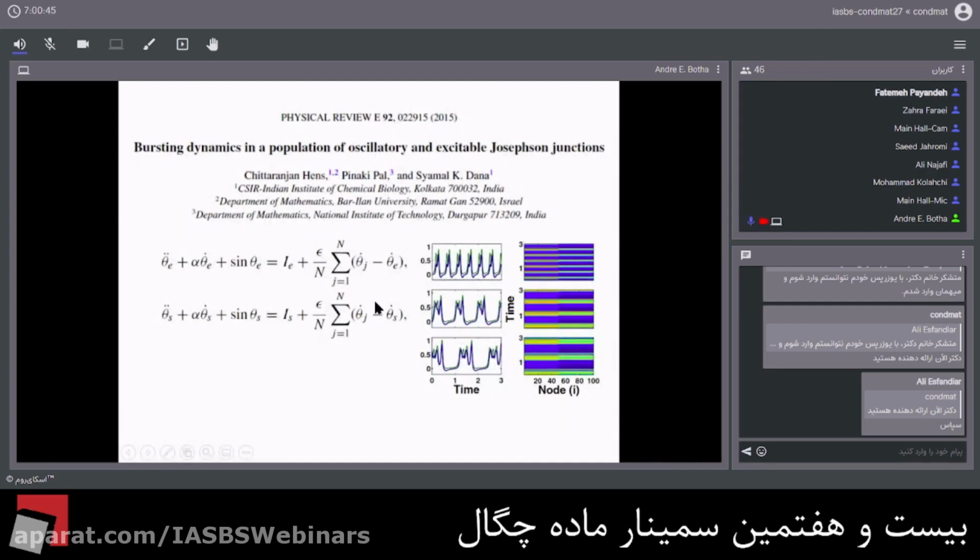So the junctions basically separate out into two groups, and each group displays separate bursting behavior, which is similar to the action potential that we saw previously. So there are various ways of using the Josephson junction to model these effects.